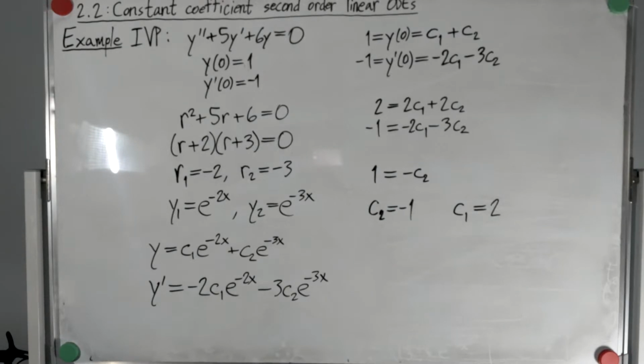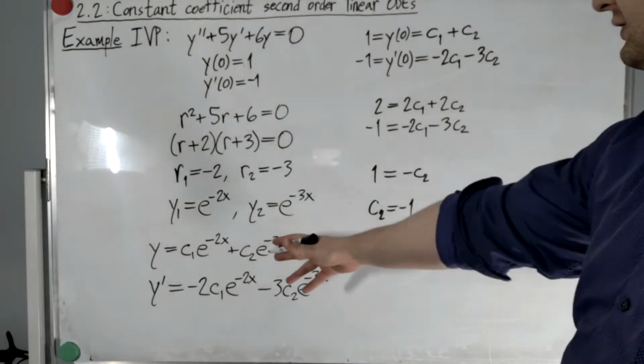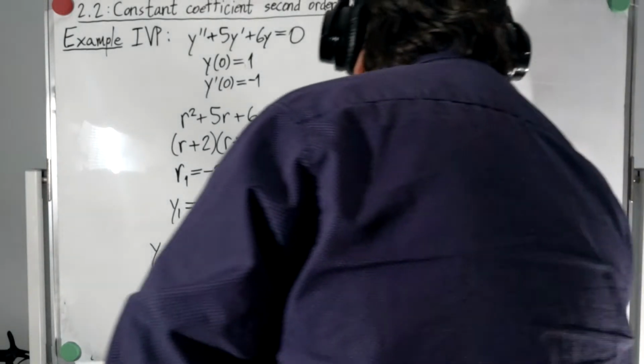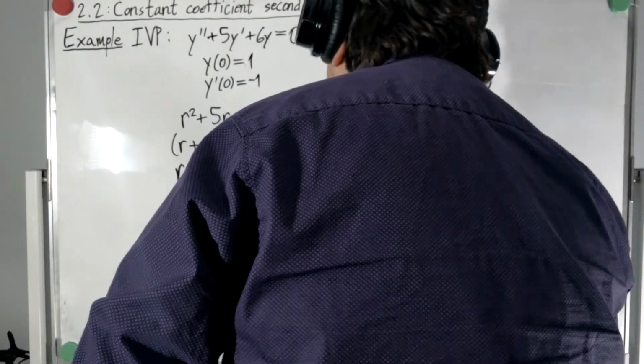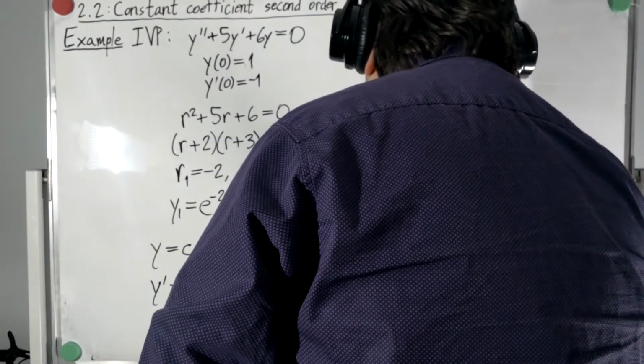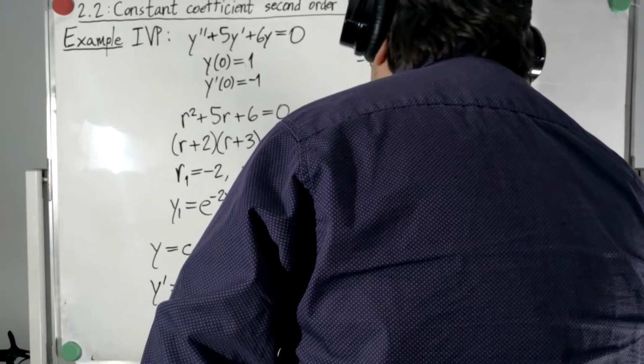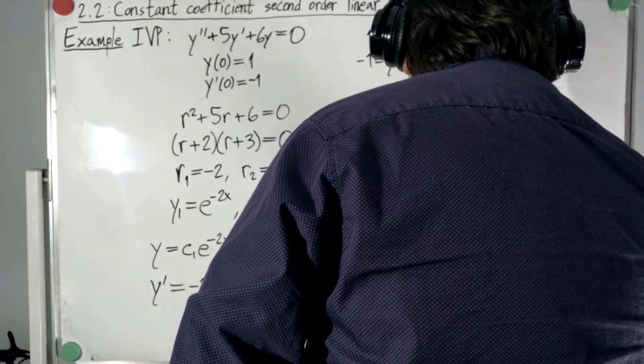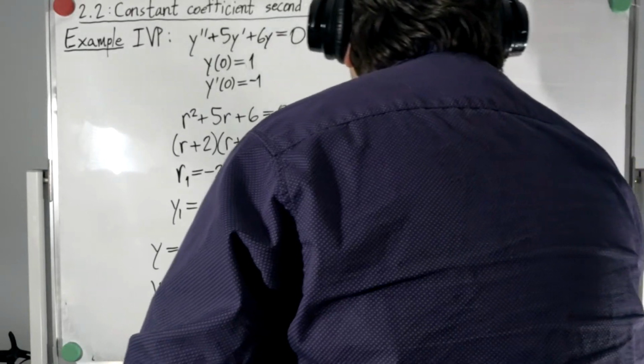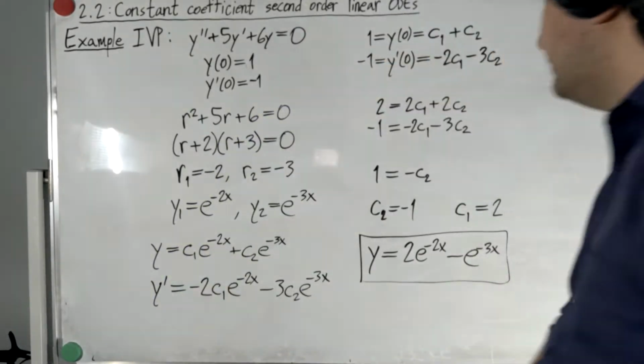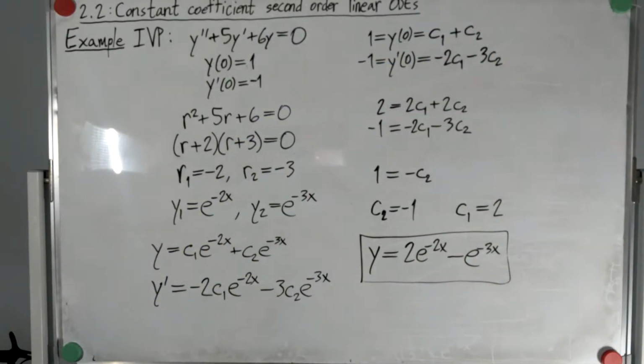All right. So then the particular solution that solves our initial value problem, we just put these constants c1 and c2 into the general solution. We get 2e to the -2x minus e to the -3x. And that is the particular solution that solves our initial value problem.